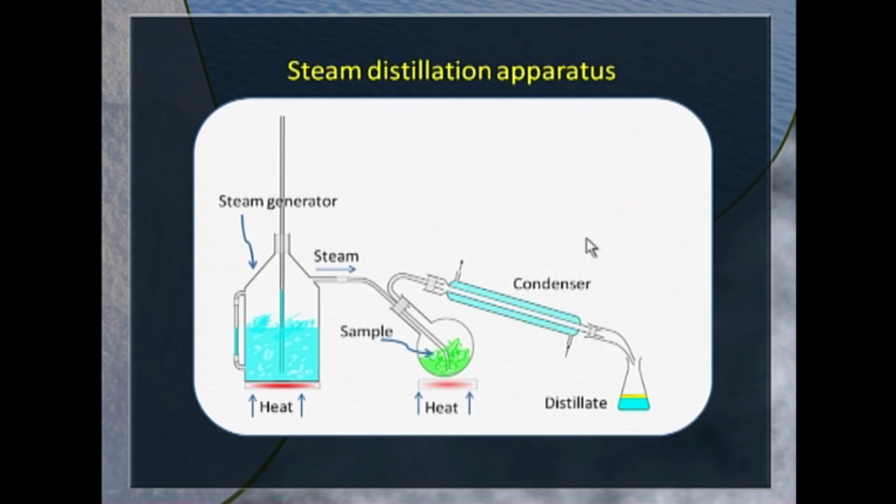Why steam distillation? Normal distillation of such compounds takes place at high temperature, because these are high boiling liquids. They may be unstable at that temperature. Therefore, if we use steam distillation, they can be made to boil at much lower temperature, even below 100 degrees centigrade, in this case because water is being used.